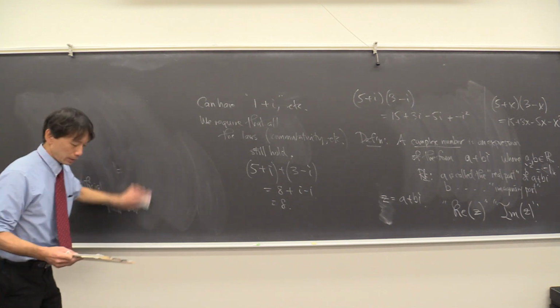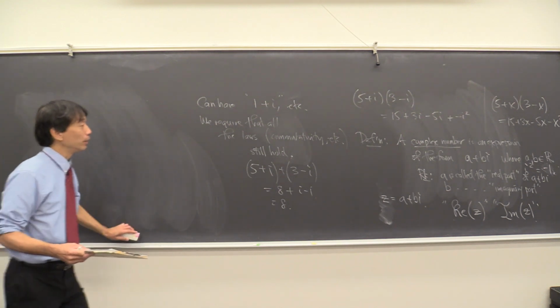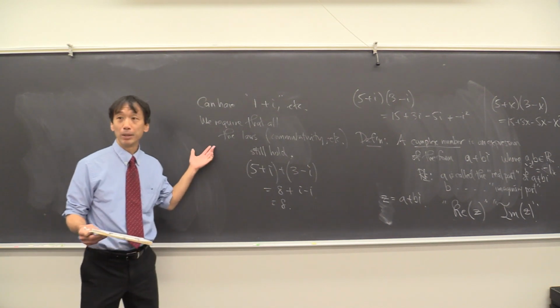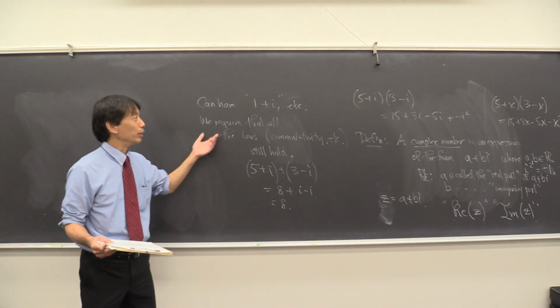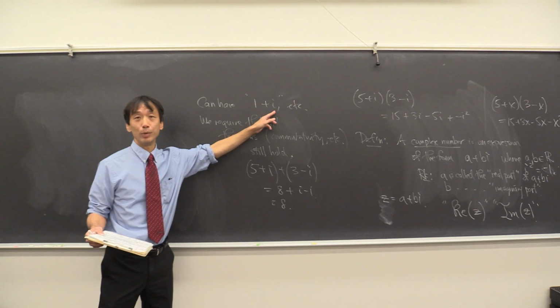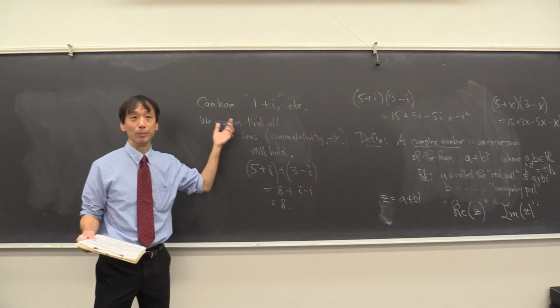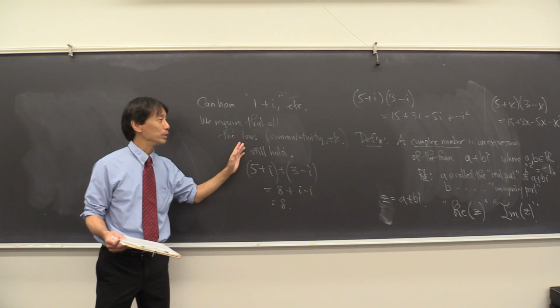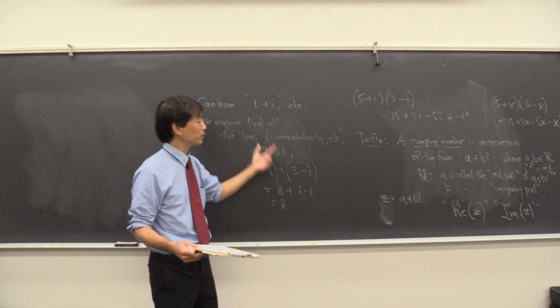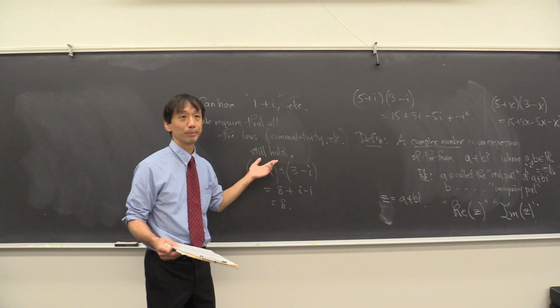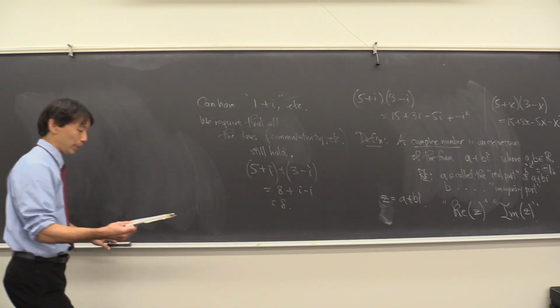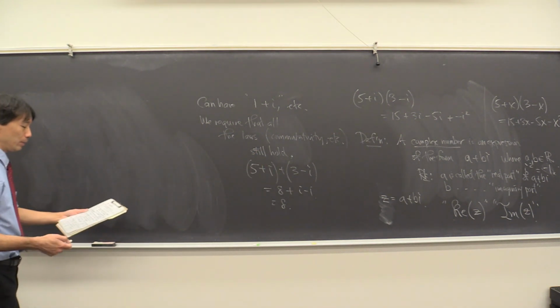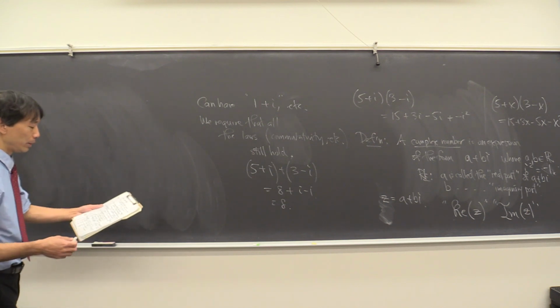Okay, so this seems like kind of a weird thing to do, right? We just adjoin this symbol to our old number system, and then we create this new number system which satisfies all the same rules as the old number system. And you just work with it as you would normally.